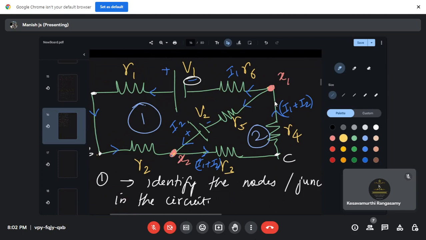Between x1, x2, there are two components. One is resistor R5, one more is cell V2. Yes, come on children, just give it a try. It's easy.